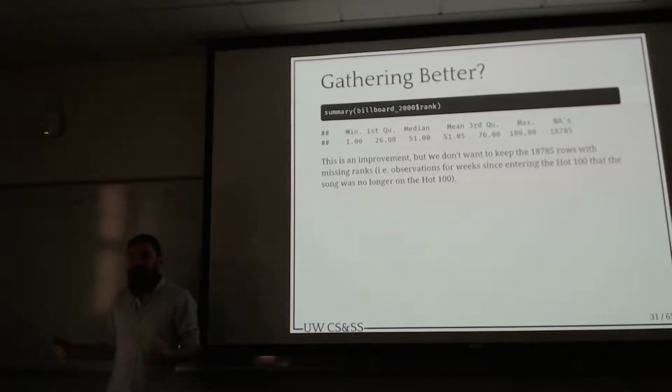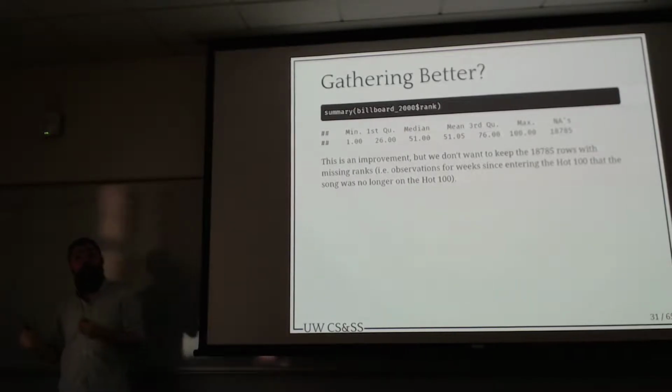Well, if they weren't on the chart, we actually just don't care about them at that particular week. We don't need 76 rows for every single song. What we want is one row for every week it was actually on the Billboard, and we can get rid of all the rest of them, right?